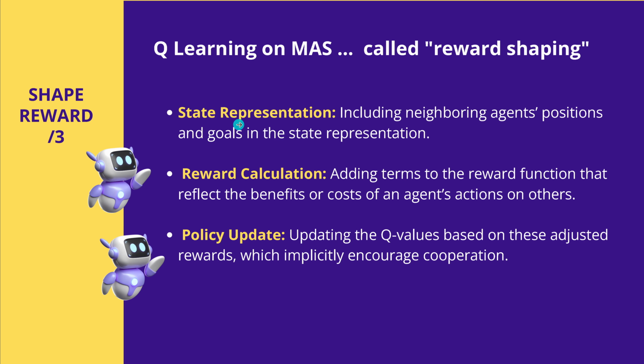Remember, the state representation. So, including the neighbor agents' positions and the goal are now in the state representation. Then, as you know, we have to calculate the rewards. So we add terms to the reward function that reflect the benefits or the cost or the energy or whatever you want, the time, of an agent's actions on others. And there is a beautiful complexity hidden here. And then we have a policy update in a typical reinforcement learning. Update the Q values based on these adjusted rewards, which implicitly, you remember, we added a term to encourage cooperation between our bunch of little AI agents.